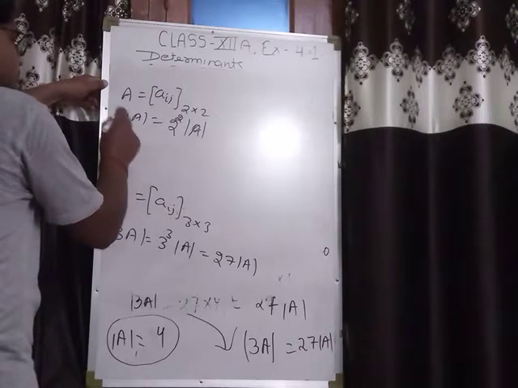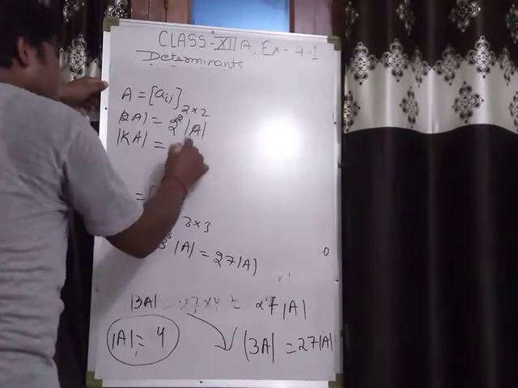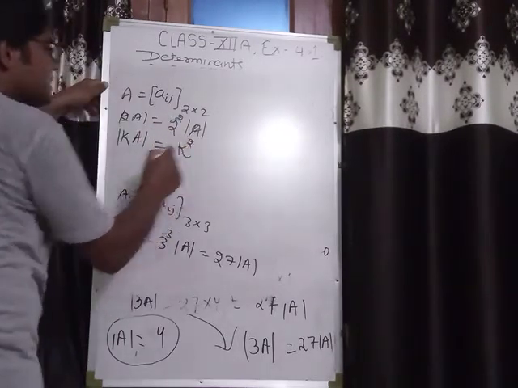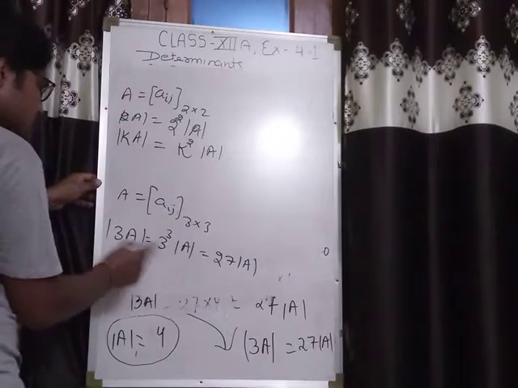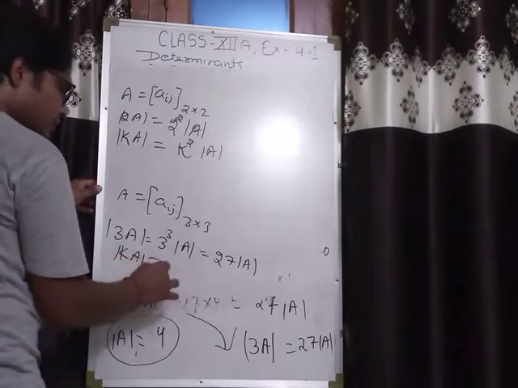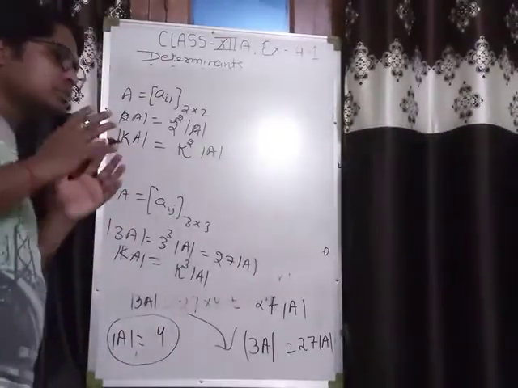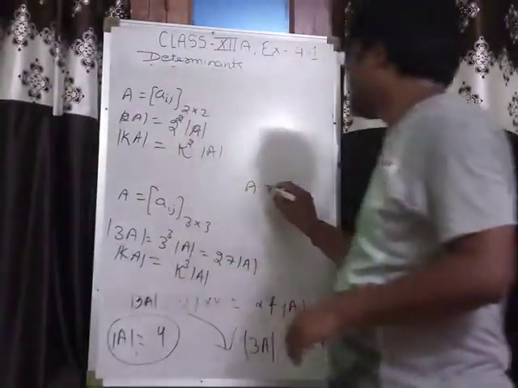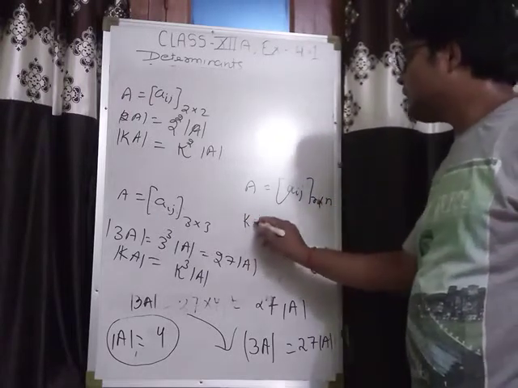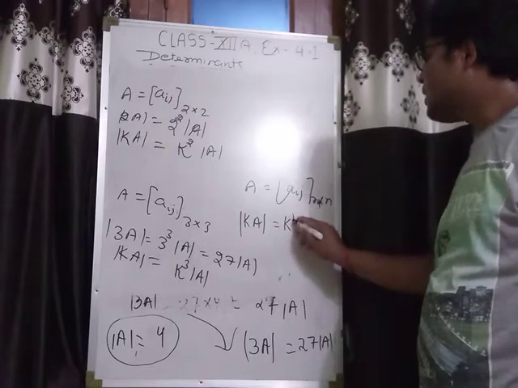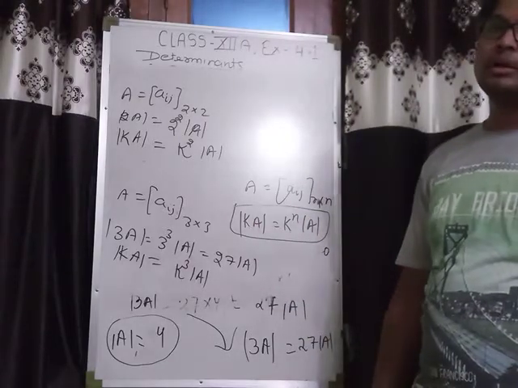Actually when we multiply the matrix by k, determinant of kA will be k to the power 2, meaning its order, whatever the order of that matrix, times determinant of A. And in this case you can see that determinant of kA will be k to the power 3 determinant of A, this was it. So if A is any square matrix of order n, then the determinant of kA will be k to the power n determinant of A. That is very important.